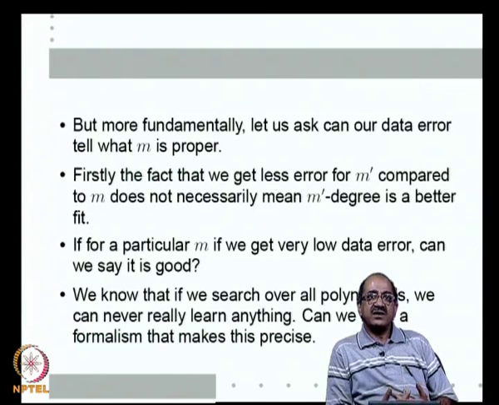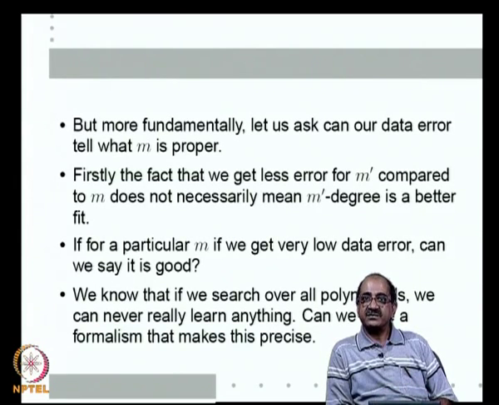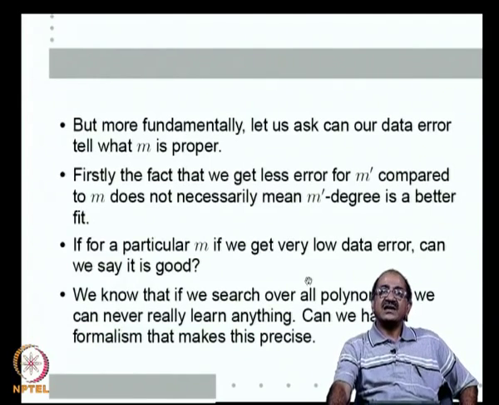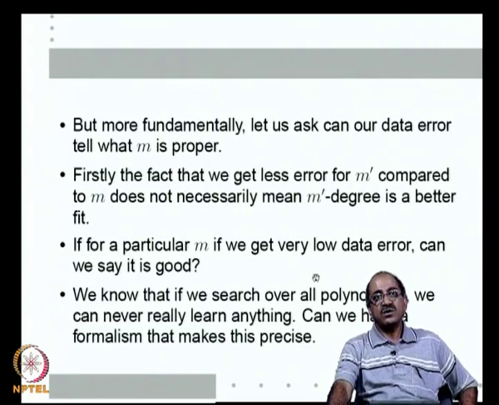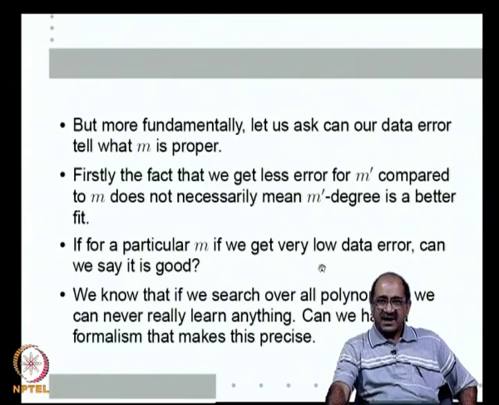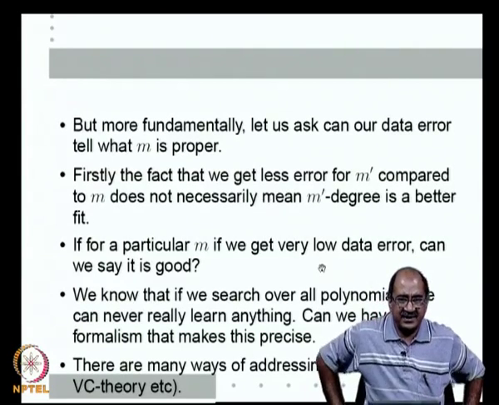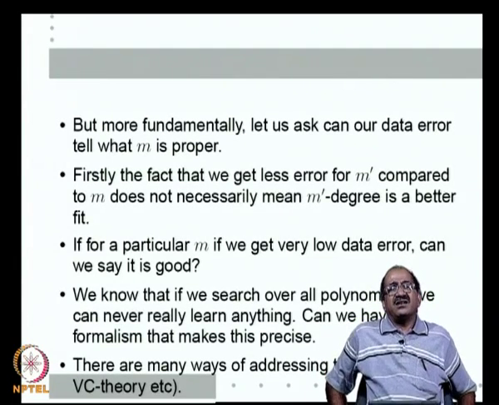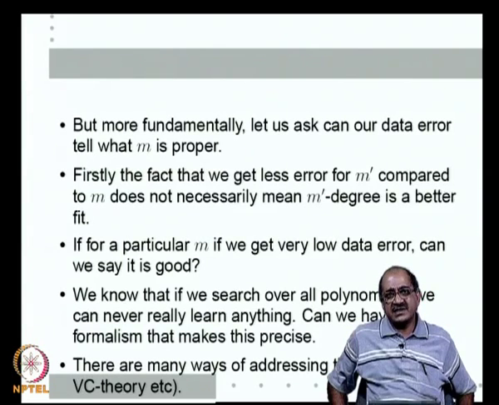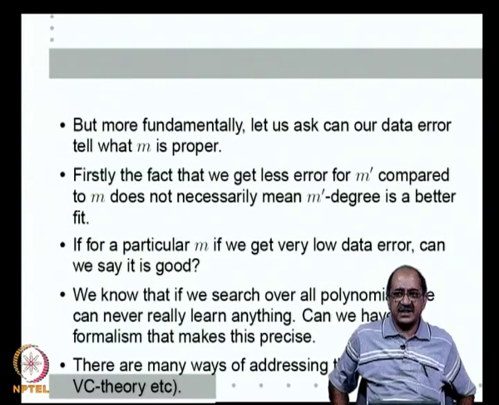So, we know intuitively that we will never learn anything if we do not restrict the class of models over which we fit. Can we formalize this? Can we make this notion more precise? When is something learnable? When is something not learnable? Because there are many ways of handling this. There are things called the minimum description length principle, Vapnik-Chervonenkis theory, and so on.